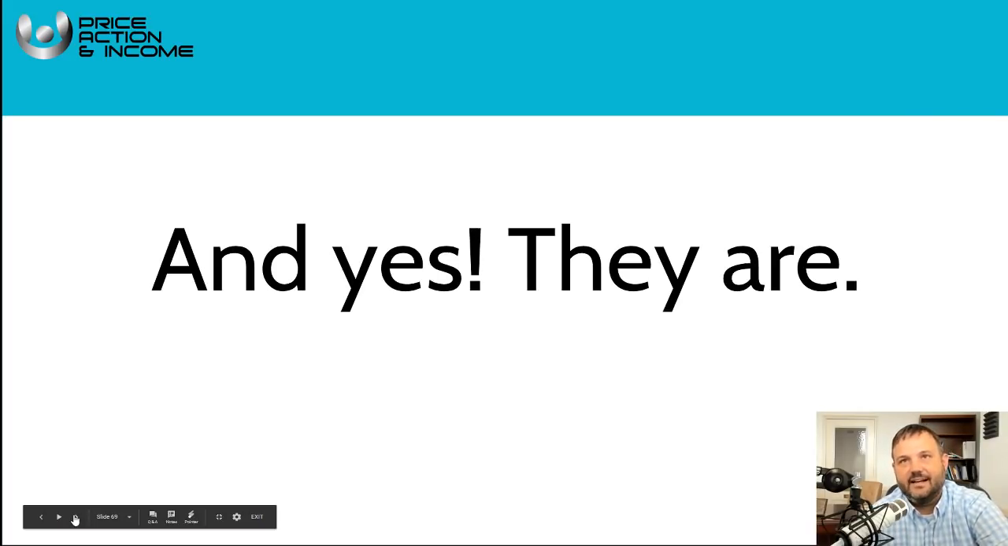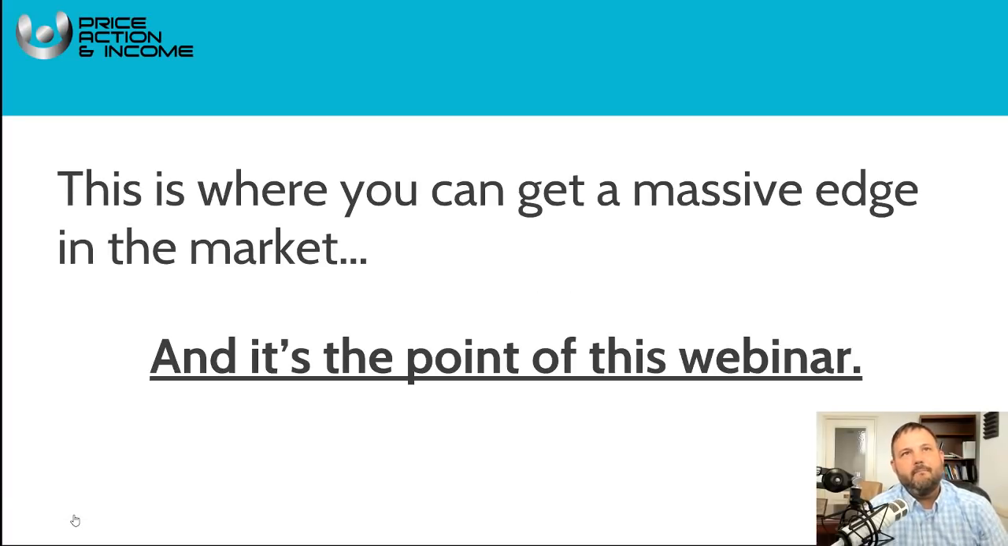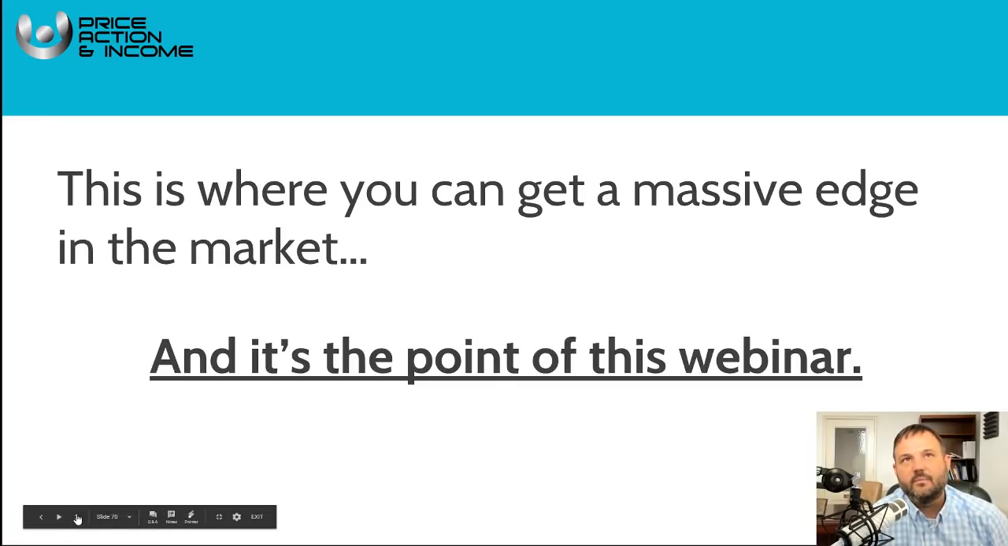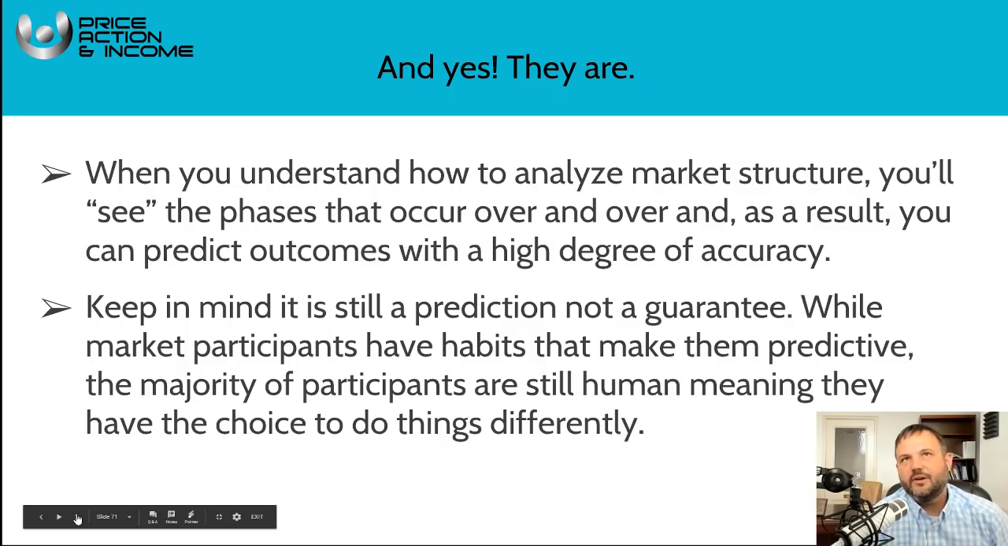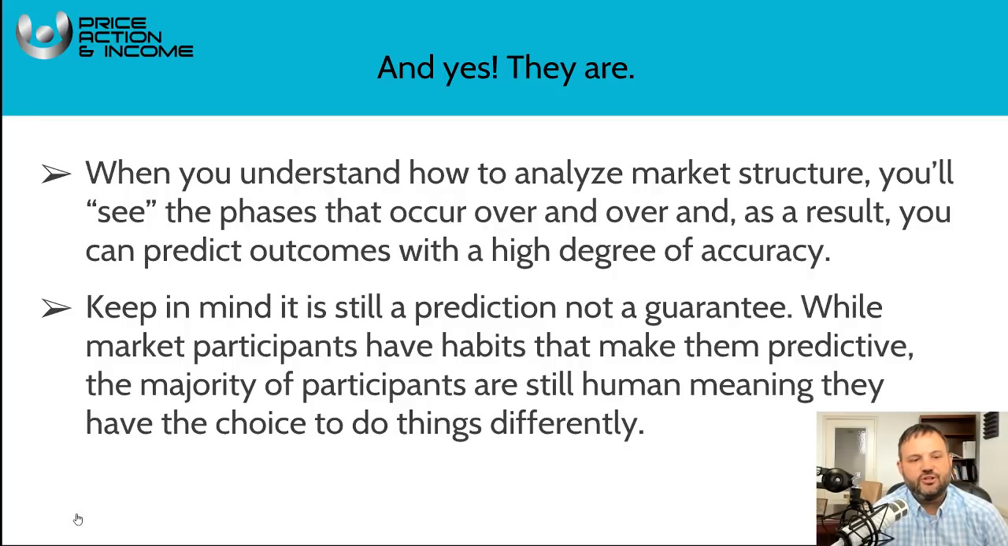And yes, they are. This is where you can get a massive edge in the market, and that's really the main point of this entire webinar. When you understand how to analyze market structure, you'll see the phases that occur over and over. And as a result, you can predict outcomes with a high degree of accuracy. And keep in mind, it's still a prediction, not a guarantee. We can't guarantee anything in the markets because anything can happen. As Mark Douglas, the famous trading psychologist, says, anything can happen, so you want to be ready for that.